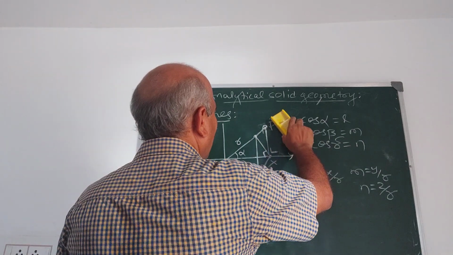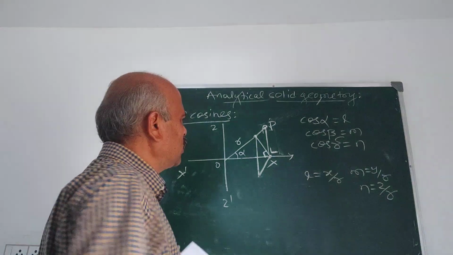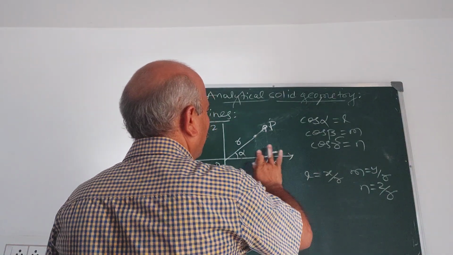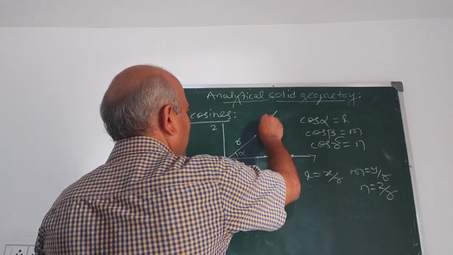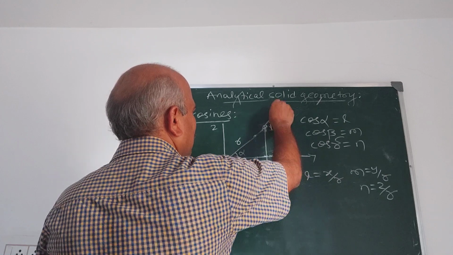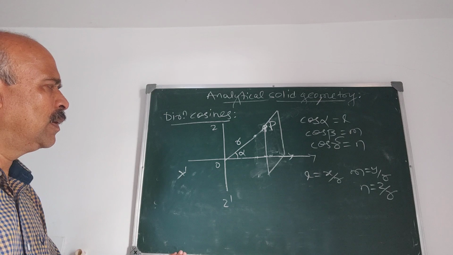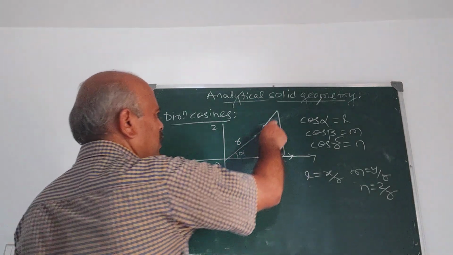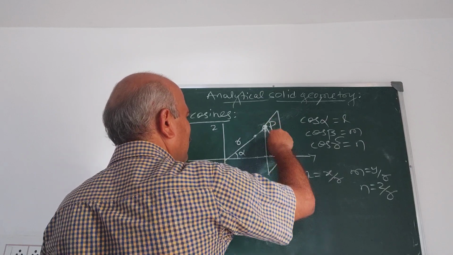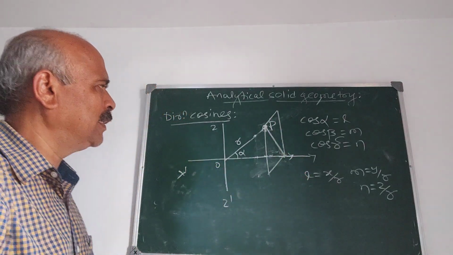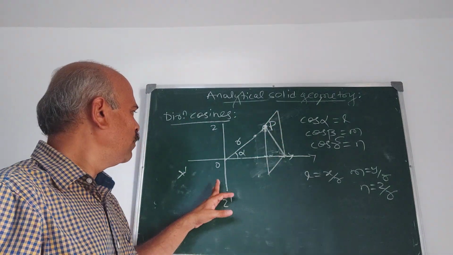PL is perpendicular. You have to draw a plane through this point P. That means the plane is like this. You have to draw the plane through this point P, and this plane intersects the x axis like this. You have to draw a plane through P perpendicular to this.